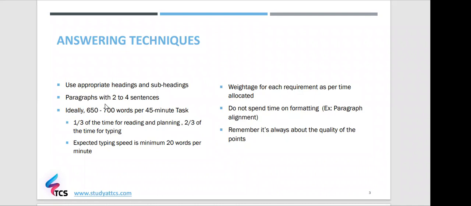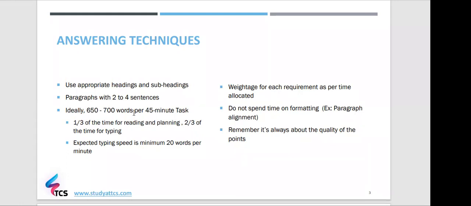Okay, so if there are 9 answer points, you need to have 9 paragraphs, and each paragraph needs to have 2 to 4 sentences. And ideally, per 45-minute task, you need to have a word count of 650 to 700 words. Okay, so if you stick to this answering technique where you provide answers in paragraphs, without you knowing it, you would reach this word limit.